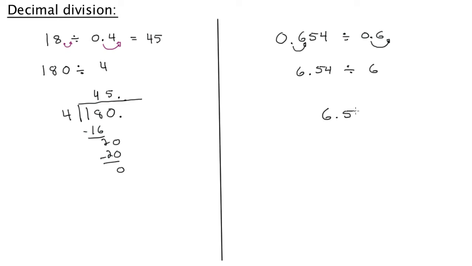I can set this up. We've been doing these problems. It's just division by a whole number. 6 goes into 6. Oh, place the decimal in the quotient. 6 goes into 6 once. Subtract. 6, 0. Bring down the 5. 6 goes into 5. It does not go into 5. Put a 0 here. Bring down the 4. 6 goes into 54 9 times. 654 thousandths divided by 6 tenths equals 1 and 9/100ths.